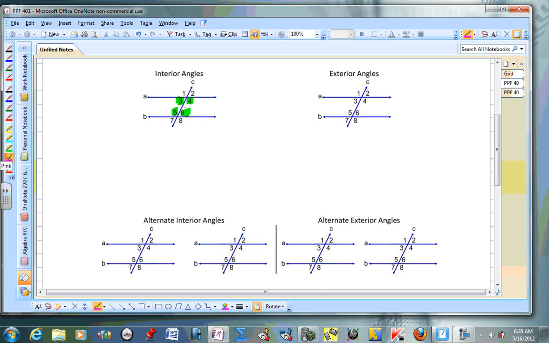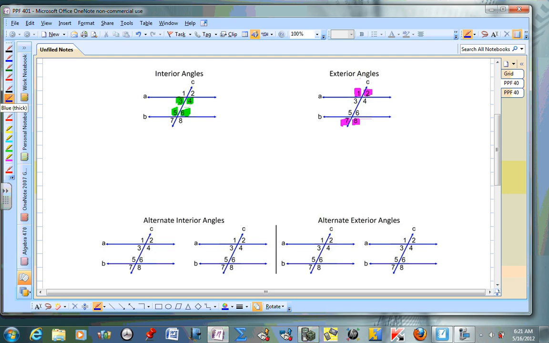Now, if you look at exterior angles, well, then you can kind of guess that angle 1 and angle 2, angle 7 and angle 8 are exterior angles because they're outside the parallel lines. Go ahead and label your diagram accordingly. Color in, shade something by angle 3, 4, 5, and 6 for interior angles, 1, 2, 7, and 8 for exterior angles.